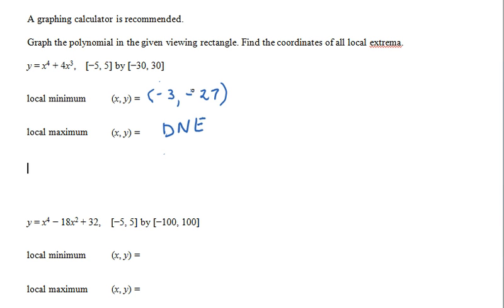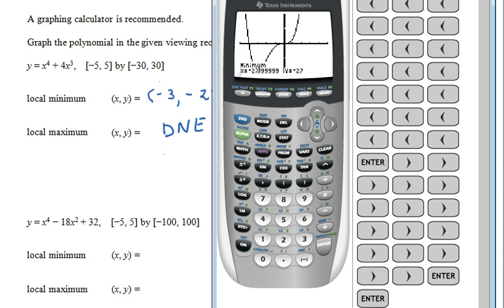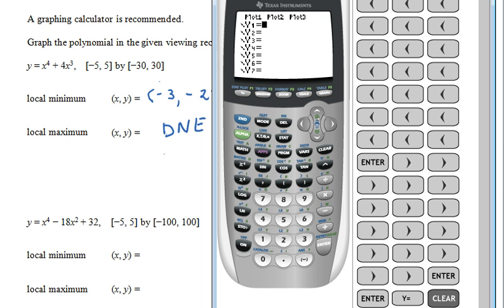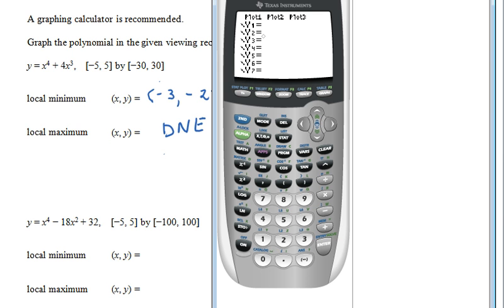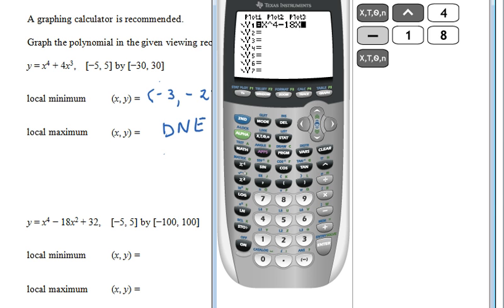Our second example is y equals x to the fourth minus 18x squared plus 32 in the window -5 to 5 by -100 to 100. So I'll go back to the y equals screen, clear the function. I'm also going to clear the key press history. Now I'm going to enter x to the fourth minus 18x squared plus 32.